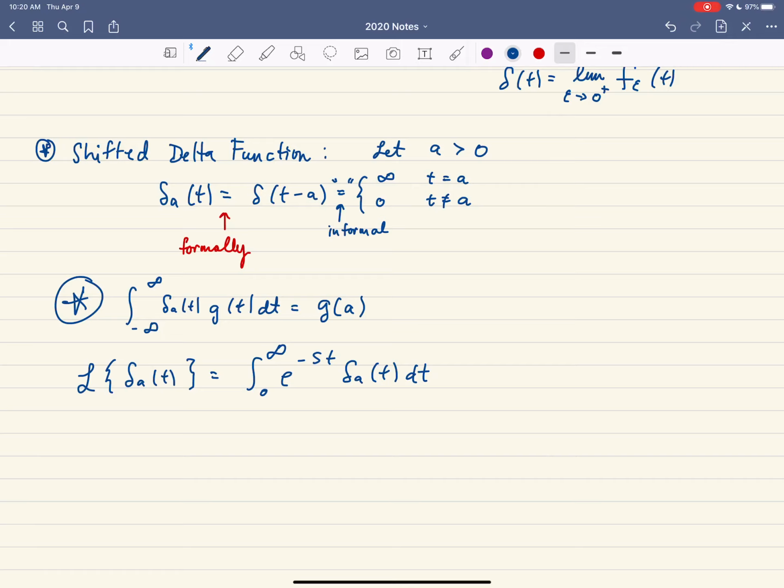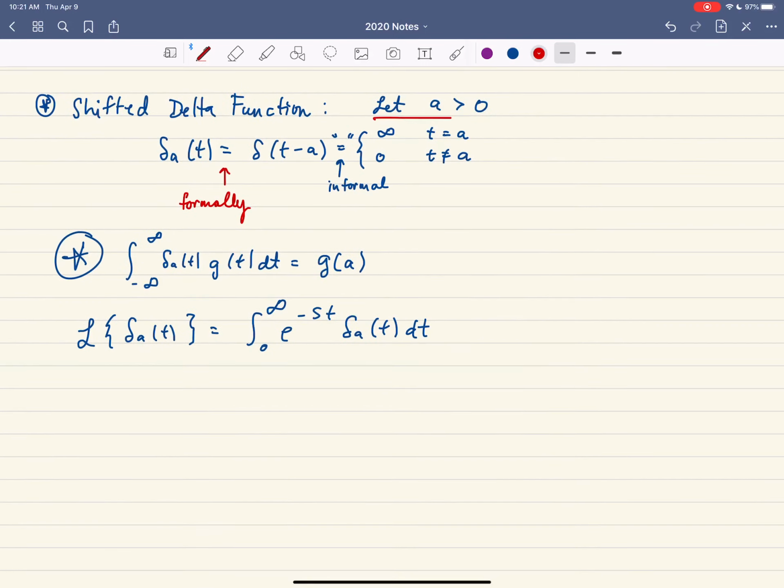If a was negative, that would mean that we're integrating e to the negative st delta a of t. This is going to have, say, infinite mass at a, which is negative, but we're only integrating from 0 to infinity, and so this would still be 0, because you get to actually ignore this part if you're integrating from 0 to infinity. Because we're specifically going to apply these to differential equations and take the Laplace transform, we're always going to assume that a is positive. So that's always going to be a working assumption here.